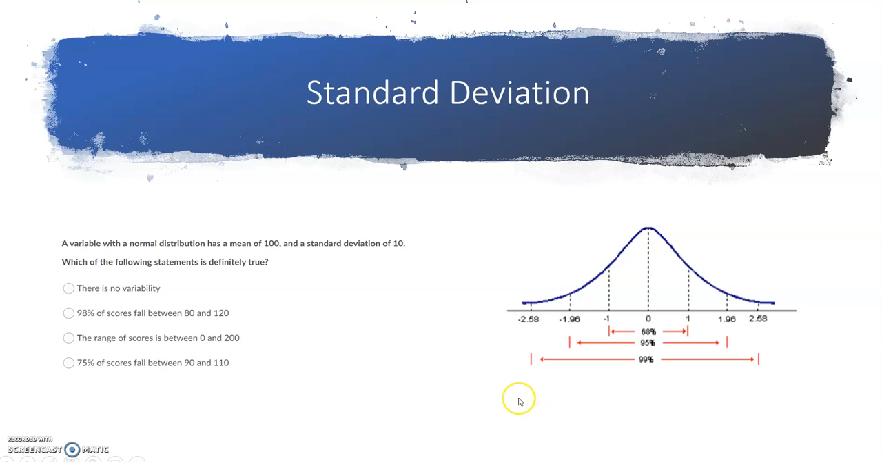Standard deviation. So when the mean is 100 and the standard deviation is 10, the normal distribution graph can be shown like this. So it's the standard deviation 1, 2, 3. And 95% of scores fall into this area, so 80 and 120. So that should be the 95% here. That was the mistake.